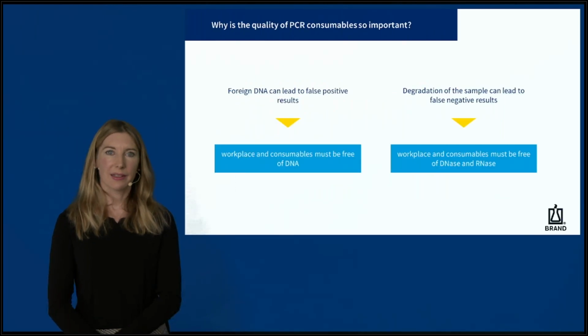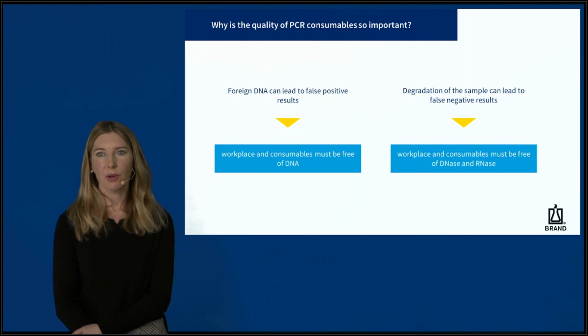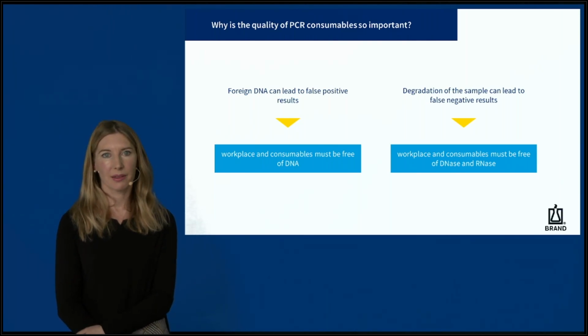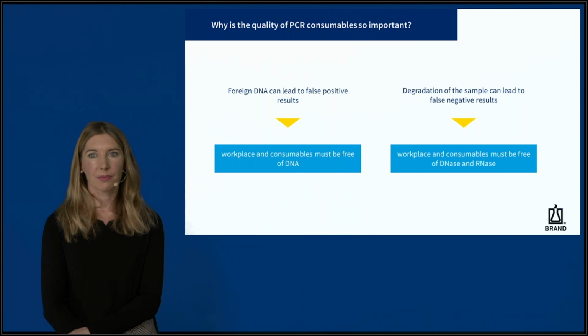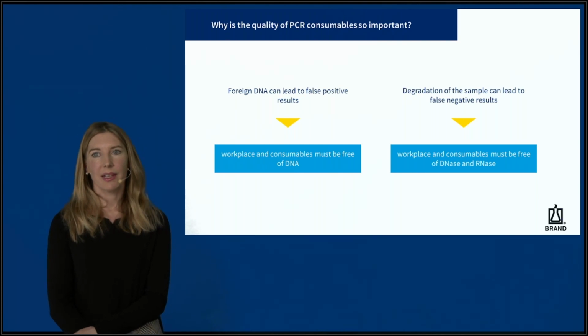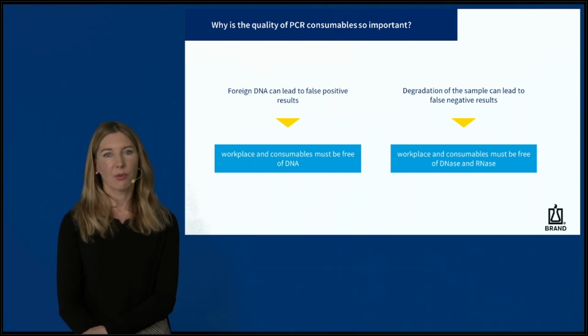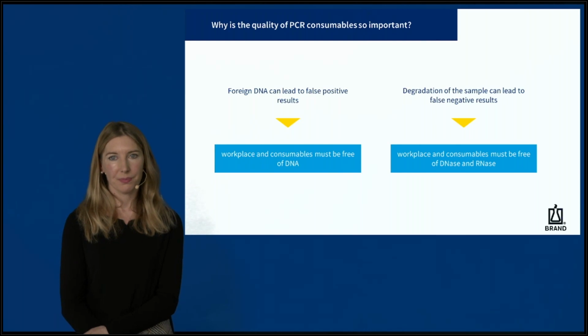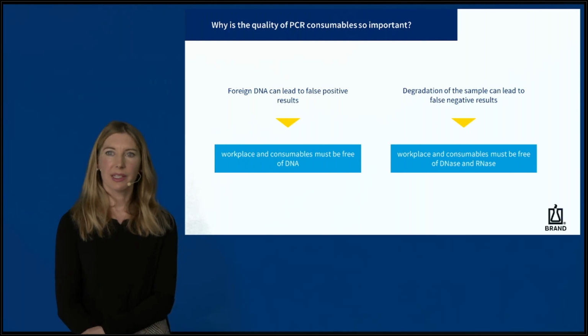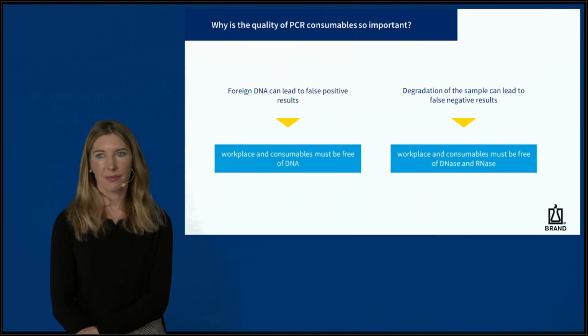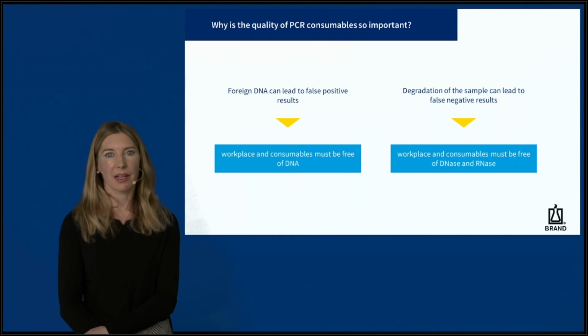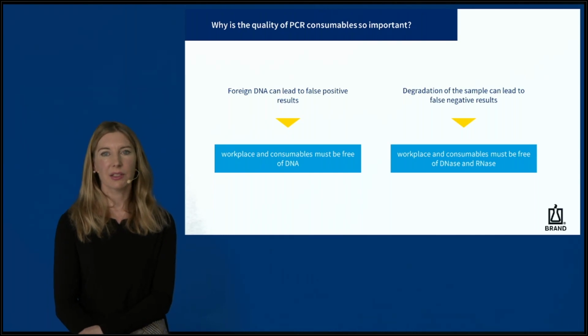In the last slides, we discussed the different liquid handling devices. Let's now focus on other important aspects, the PCR consumables. The quality of PCR consumables is very important. What is the worst case if purity and cleanliness of the workspace is not guaranteed? In the lab, purity is not the same as cleanliness. Even tiny particles as unwanted additives can lead to false positive or false negative results.